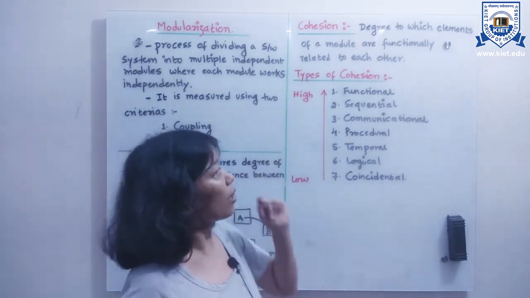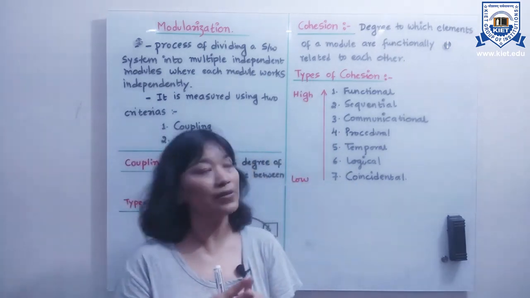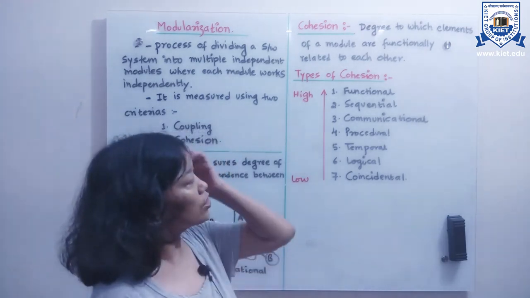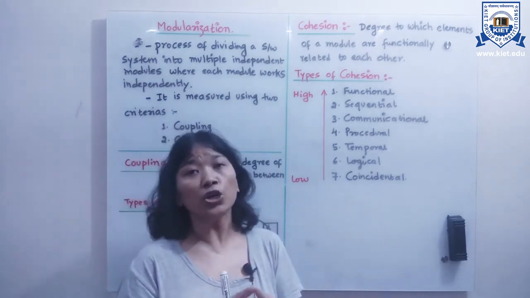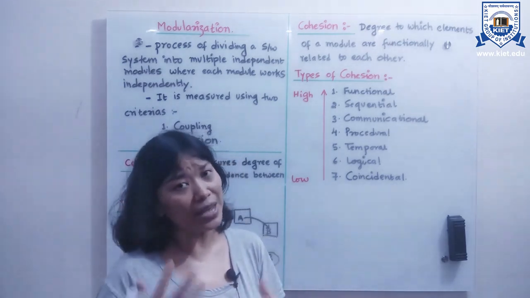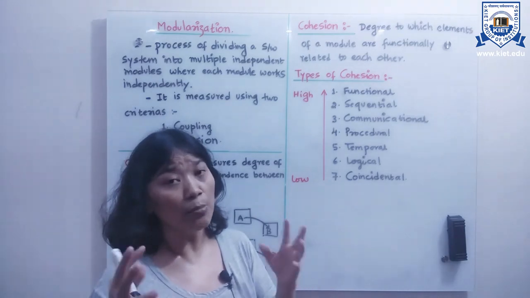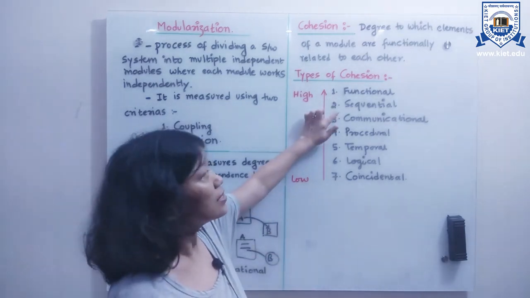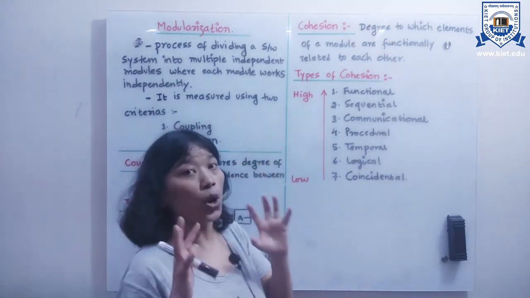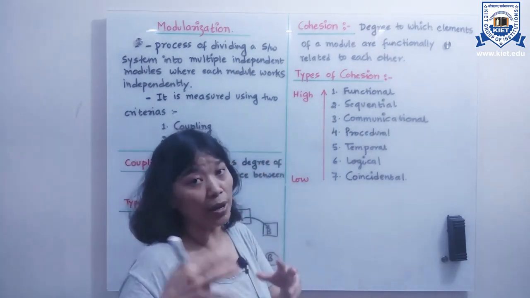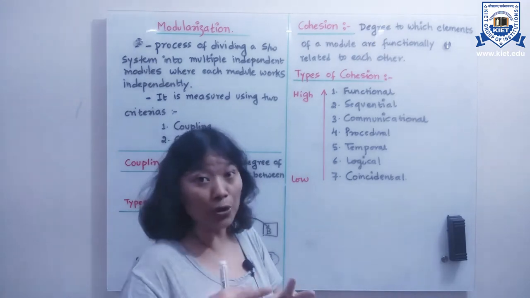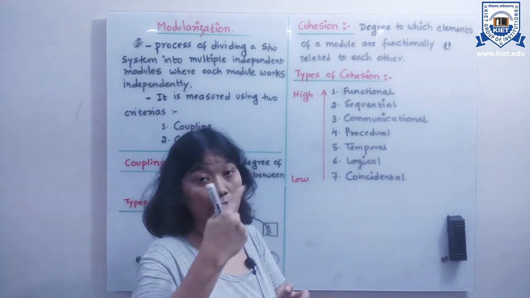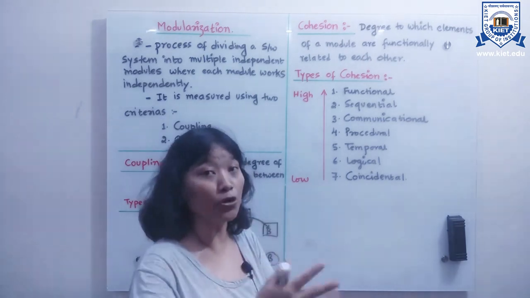So if I talk about types of cohesion, I'll start with the first one, functional cohesion. Functional cohesion is when the elements of a module are performing the same functional task. Sequential cohesion is when the output of one operation in a module is considered to be the input of another operation.